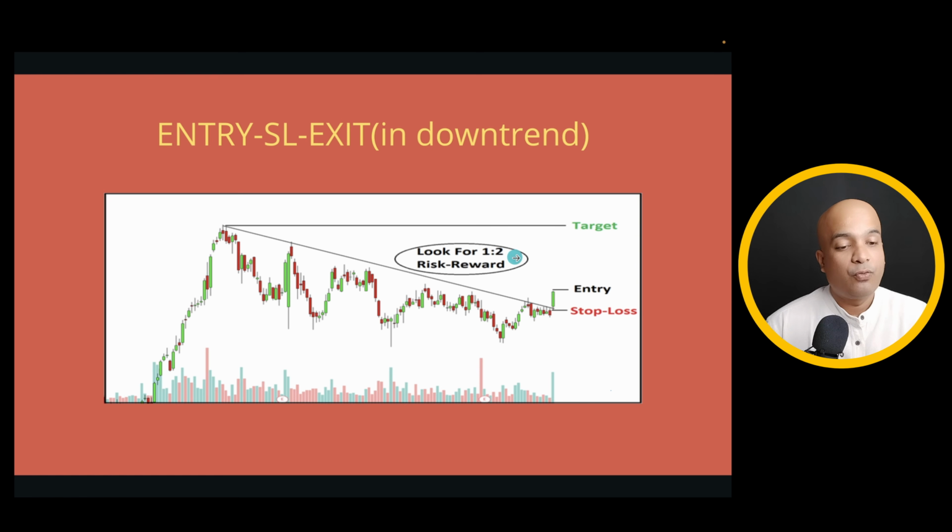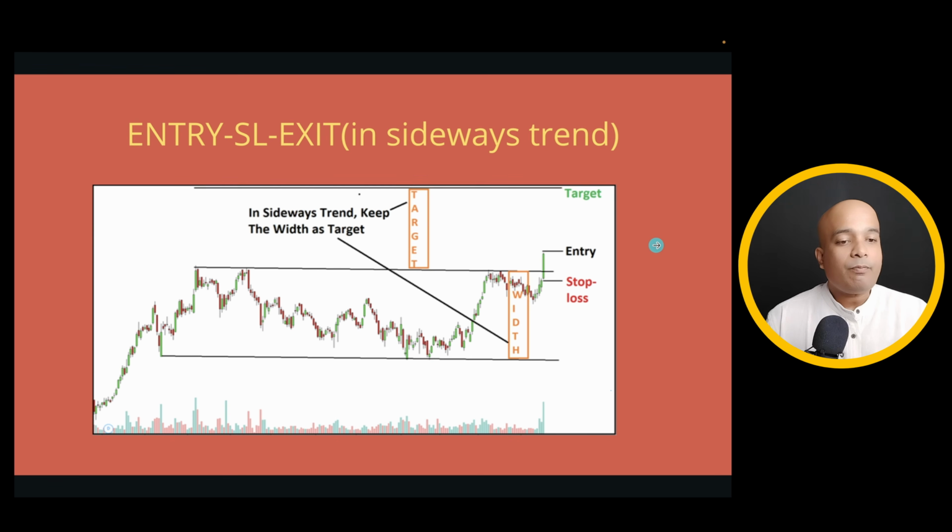Or you can also look for a 1:2 risk reward trade. When you see 1:2 risk reward here, then only you can plan to take the trade. Otherwise you can always skip the particular stock. So this is entry, stop loss, exit in a sideways trend.